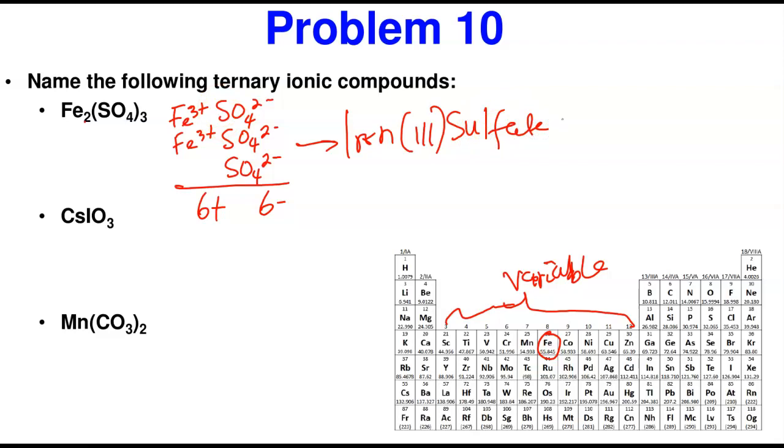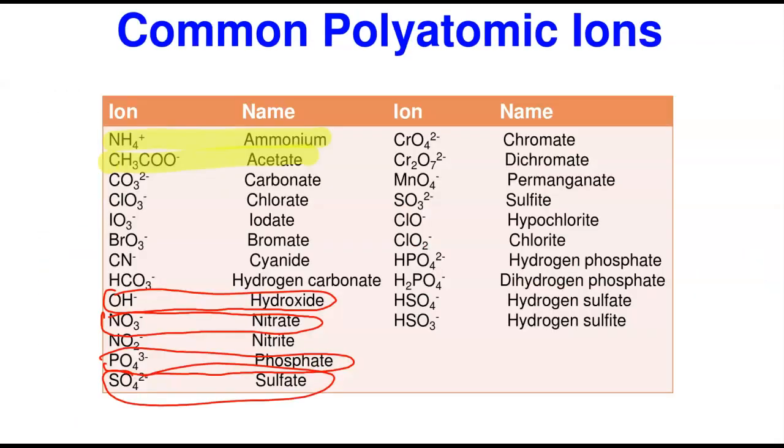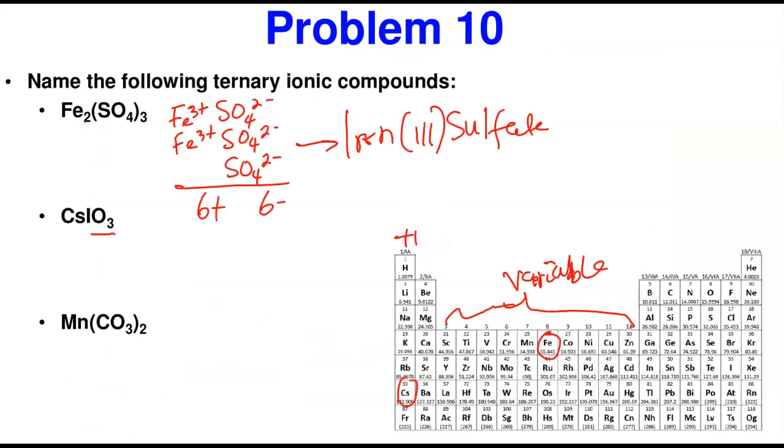The same thing we're going to do here. Now this one, cesium. Cesium belongs to group 1. It has a charge of +1, so we don't need to name the charge. What we need to deal with is to know the identity of that. The identity of that guy is actually called iodate, IO3. Iodate ion is called iodate ion. So what are we going to call it? We're going to say it is cesium iodate. You don't need to put the parentheses because this belongs to group 1.